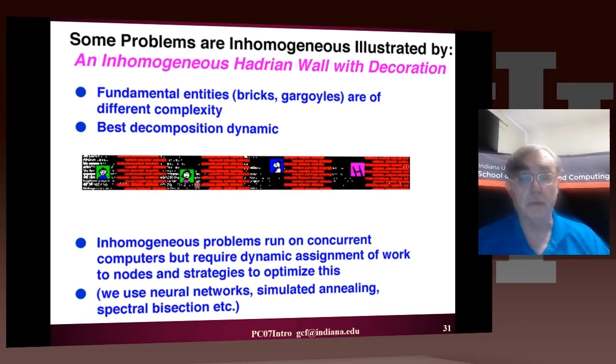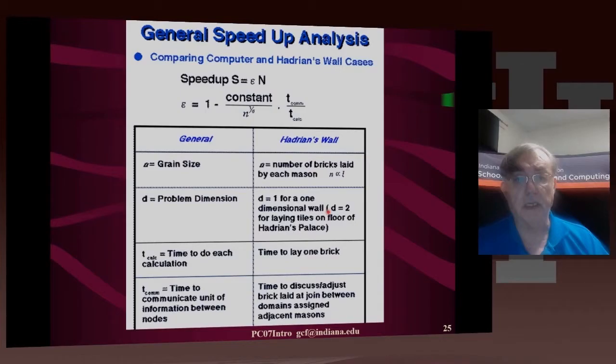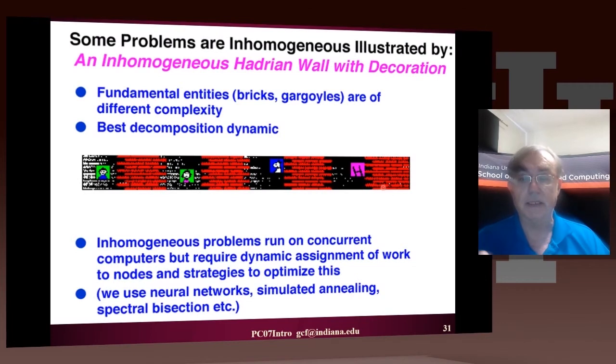So that points out that we need quite subtle decomposition methods to make certain each of our masons does an equal amount of work. And this again has analogies to the computer problem where, for inhomogeneous problems, we need very dynamic load balancing methods. And there's lots and lots of work in this area.